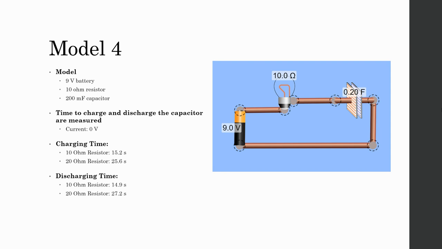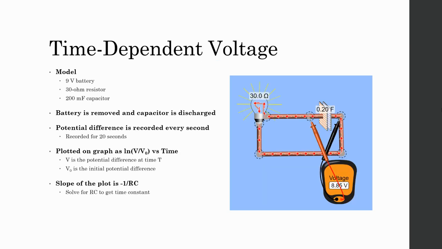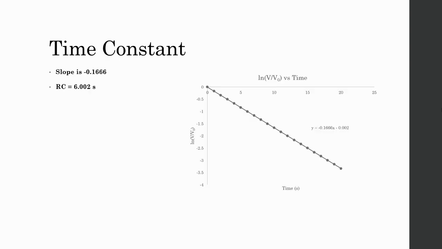To determine time-dependent voltage, the 10 ohm resistor is replaced with a 30 ohm resistor. The battery is removed and the capacitor is discharged. The potential difference is recorded every second for 20 seconds. It is then plotted on a graph and the slope can be used to solve for the time constant. The slope is negative 0.1666 and the time constant is 6.002 seconds.